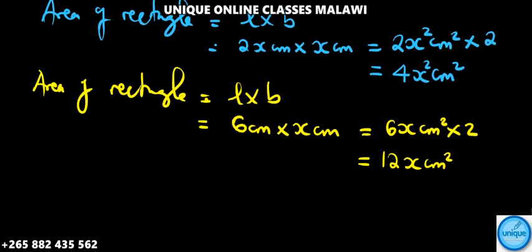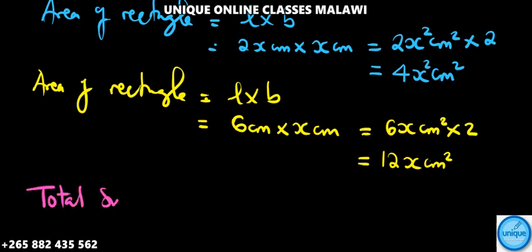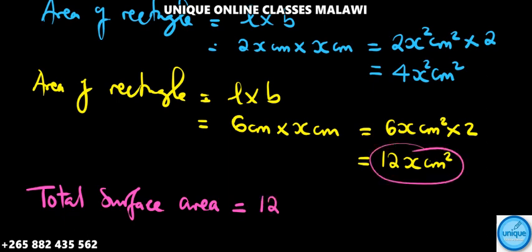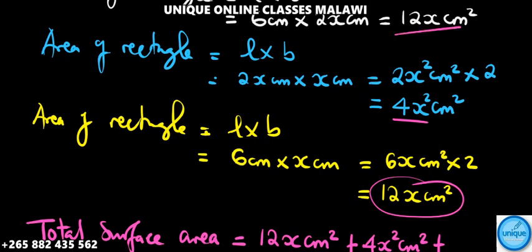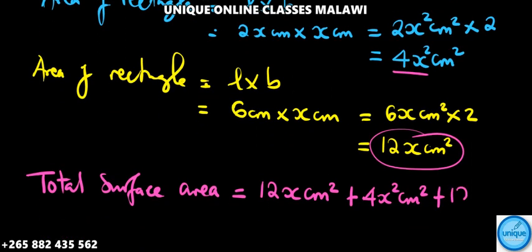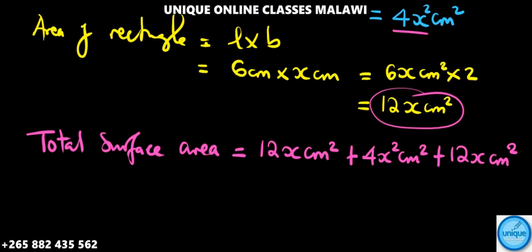Then next, the total. So the total surface area is 12x centimeters squared, plus 4x squared centimeters squared, plus 12x centimeters squared. That's the total, and the total surface area is given as 108. So we have 108 centimeters squared equals the total.